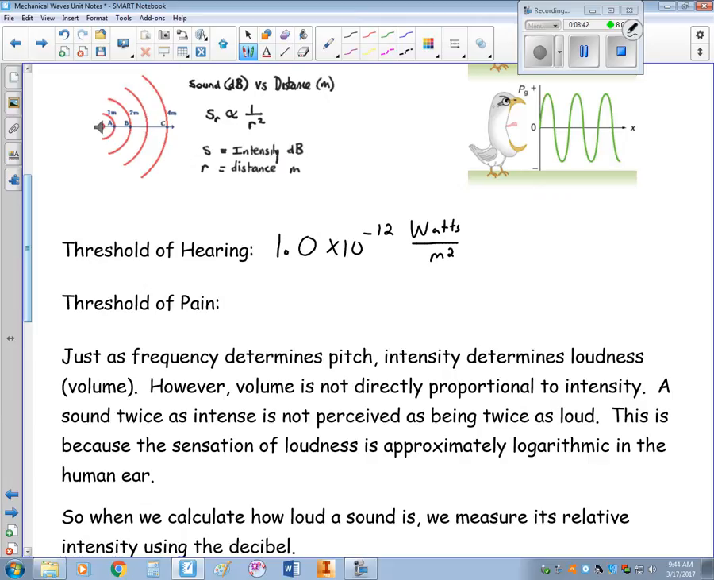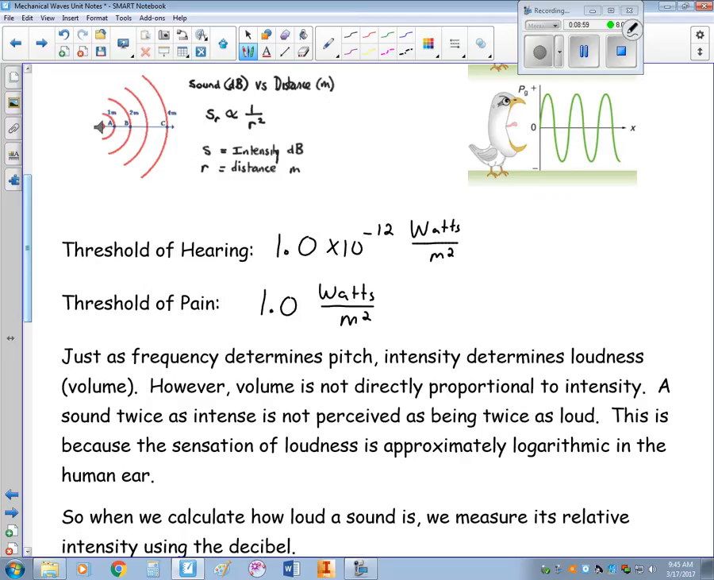Now we have the threshold of pain. This is a sound that if you heard it, you would be in physical pain. It's pretty simple. It's just 1 watt per square meter.